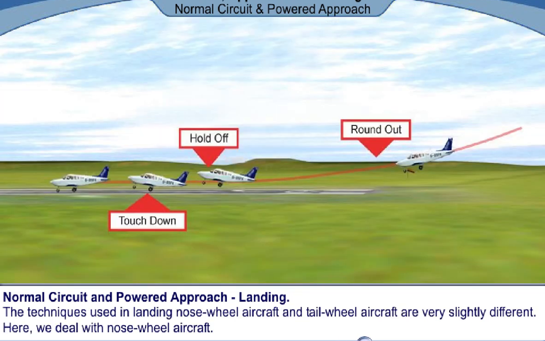We look here at the technique used for landing an aircraft with a tricycle undercarriage, such as the Warrior. The technique used in landing an aircraft with a tail wheel is very slightly different. If you're learning to fly on a tail dragger, your instructor will teach you that specific technique.